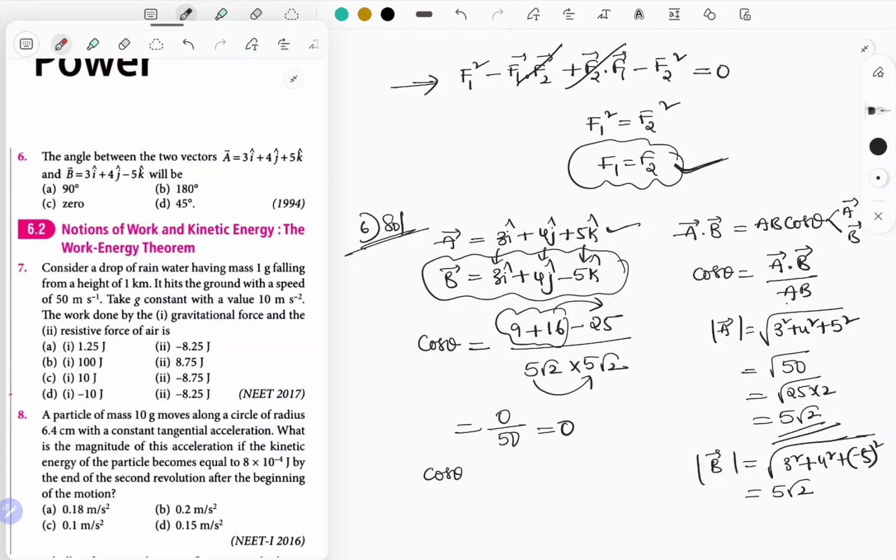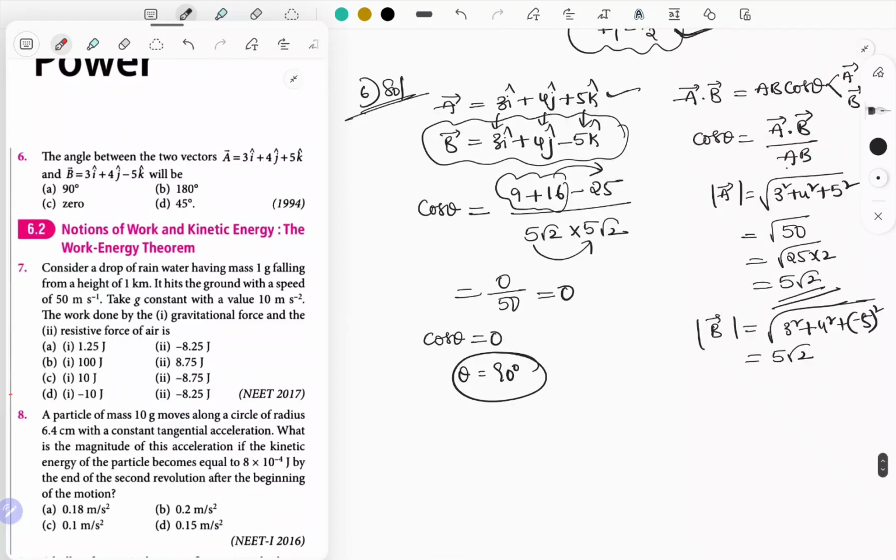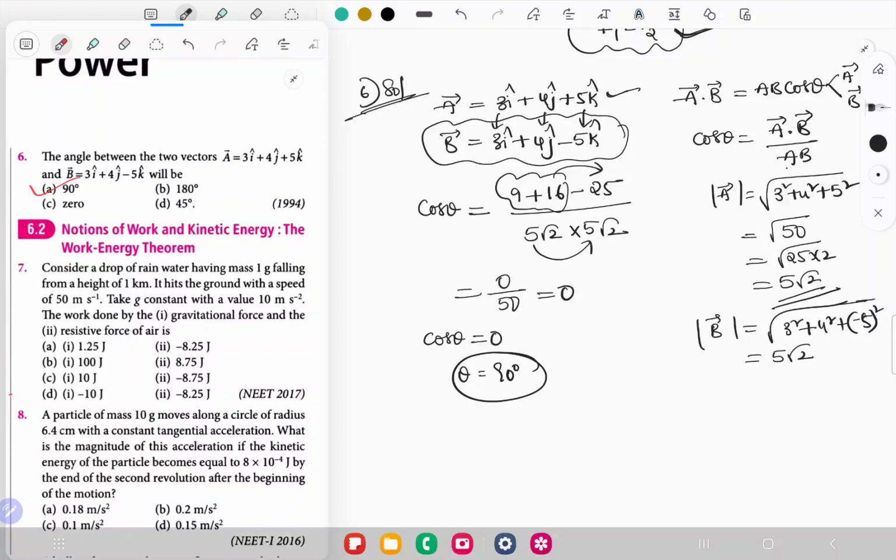So at what value of theta are we going to get 0? Theta must be 90. At what value of theta will cos theta be 0? At theta equal to 90 degrees. Which option matches here for question number 6? Option A. Very good.